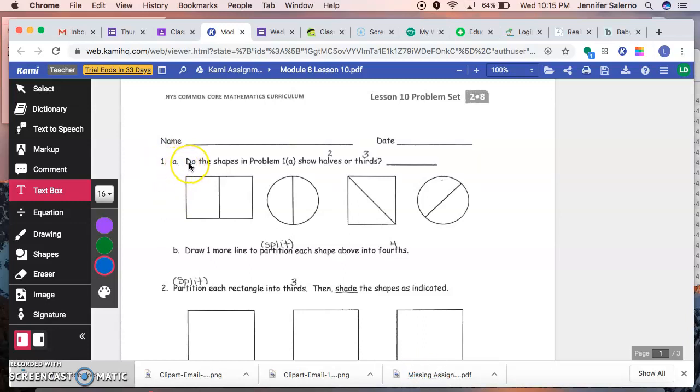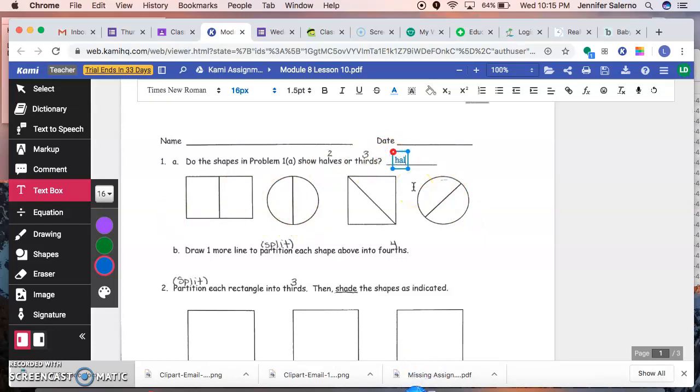The very first thing it's asking us is, do the shapes in problem 1A show halves or thirds? To help us, since we're just learning fractions, I put a 2 above halves, because if something is in half, it's broken up into 2, and thirds means it's broken up into 3. When I look at all of these shapes below, there's 2, 2, 2, 2. So that shows me that all of those shapes are broken up into halves. So that's all I'm going to do right here, is type halves.